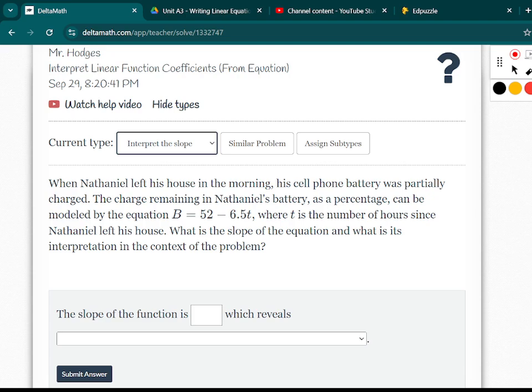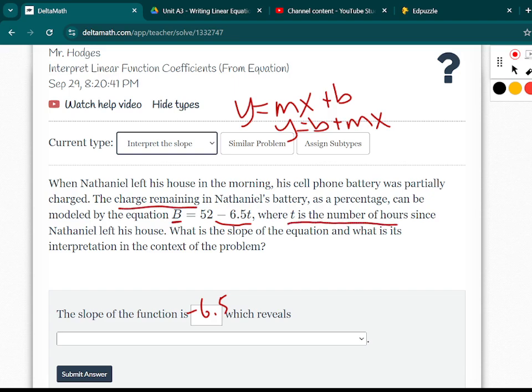Now, by this point we should be very familiar with our y equals mx plus b, or y equals b plus mx. Sometimes you will see it either way around. M is slope, that is always attached to the variable. So what is attached to the variable here? Negative 6.5. So that must be our slope. And then so charge remaining, that's B. T is the number of hours. All right, so then slope. How do we interpret what slope means?